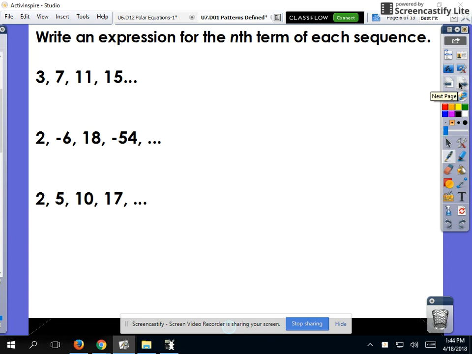Write an expression for the nth term of a sequence. So 3, 7, 11, 15. We need to figure out what is happening here. So we have a couple things that we can work on with this. For this one, if you see, you're adding, what is it, 4 every time? Yeah, 3 to 7, 7 to 11. So we're adding 4. So that we can count kind of like a slope. So a sub n would equal 4n, but that doesn't work.